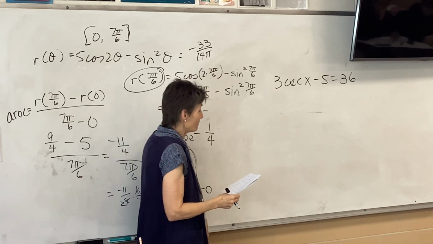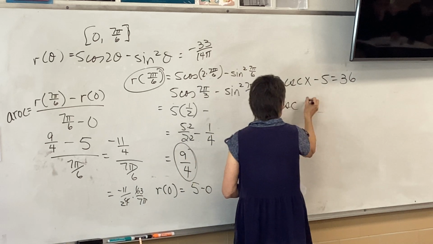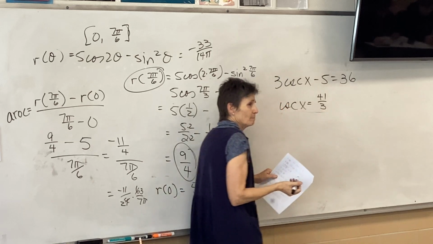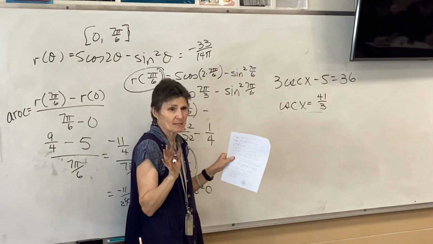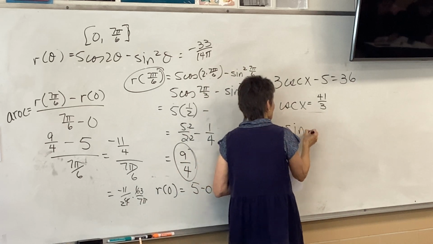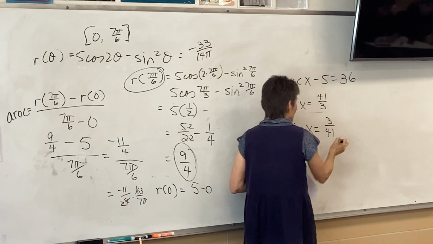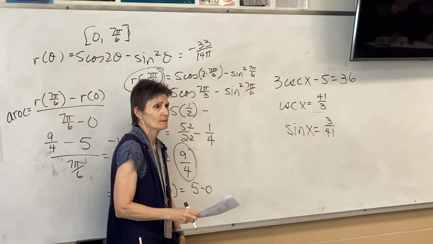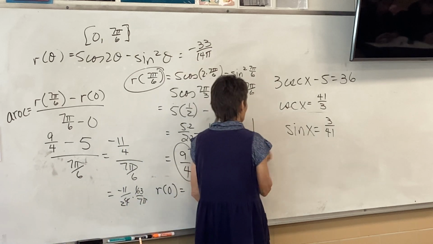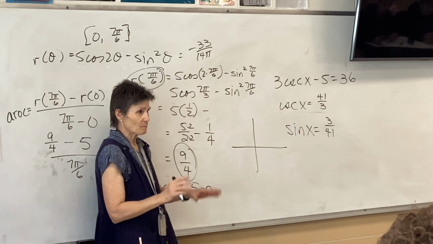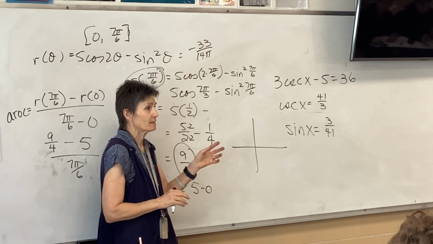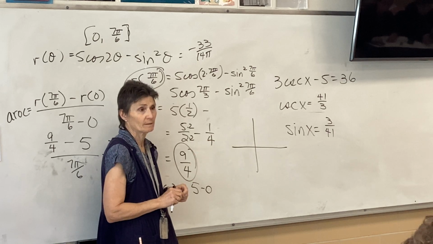We're gonna move 5 and divide by 3, so let's see, that will be 41 thirds. Definitely not special. I don't have a cosecant button on my calculator, so I'm gonna rethink this. This sine is 3/41. Does that make sense to you? Now, before I go to the calculator, where is that gonna happen? Where, not specifically, but just location-wise, which quadrant am I gonna have a sine that's a positive 3/41?